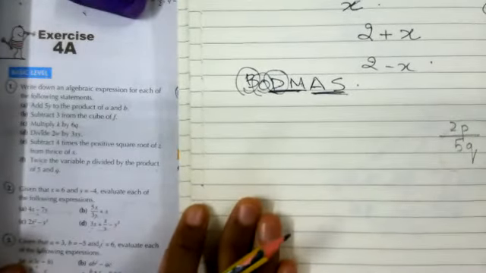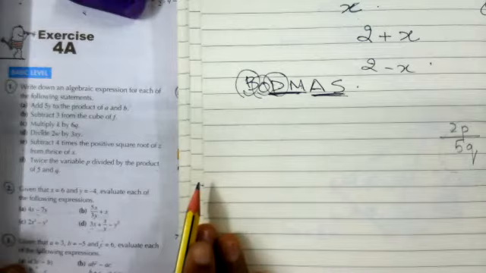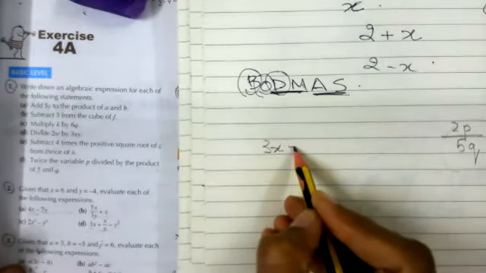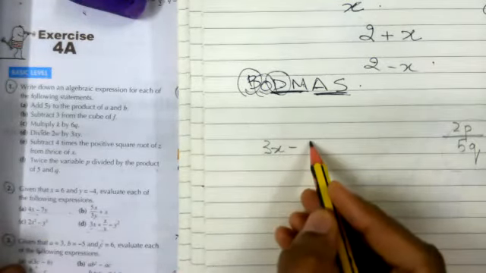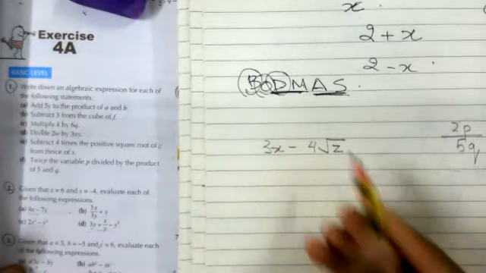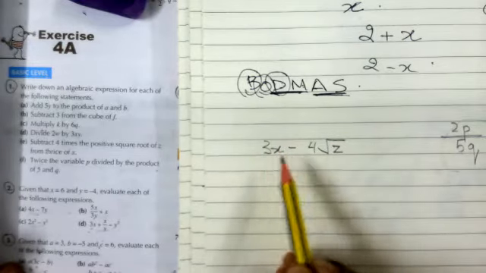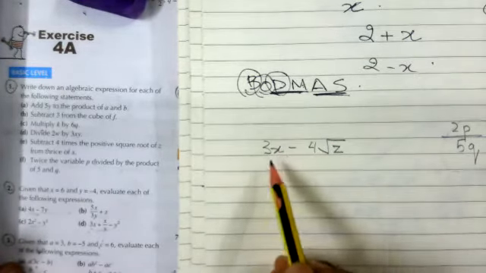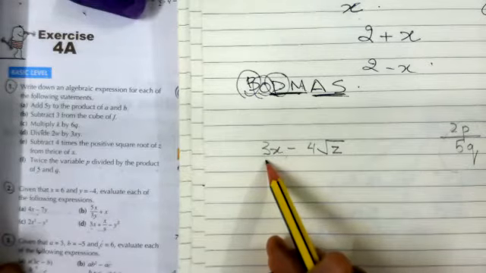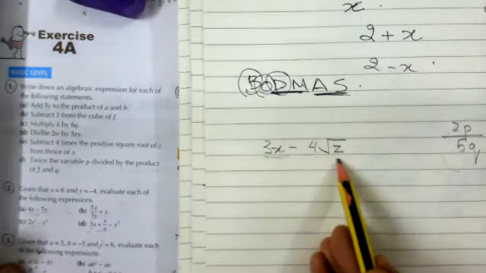Beta, I cannot hear you at all. Yes, Saad? I was saying, can I tell the answer? Yes, please. 3x minus 4 square root of z. Subtract 4 times the positive square root of z from thrice of x. Thrice. So why can't we write it the other way? Again, it is subtract from thrice x. Whatever you are subtracting from should come first, and what you are subtracting should be written afterwards.